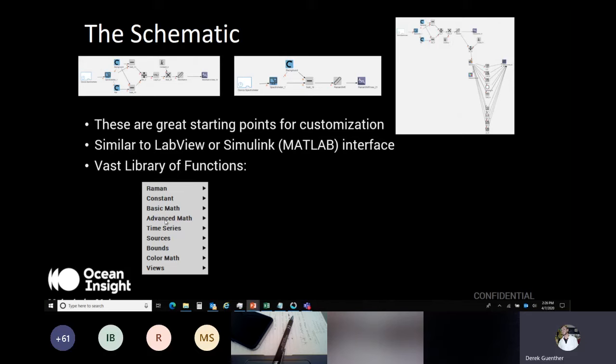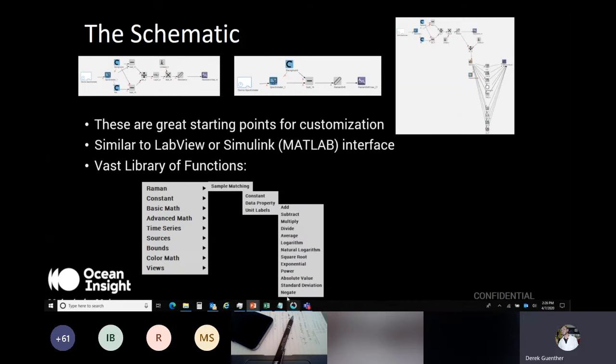Check this out, all these different math things, and they fan out. For constant, you can do data property and unit labels. Basic math, look at all this stuff you can do: add, subtract, logs, natural log, exponent, standard deviation. So let's say you want to do your own baseline analysis and have a 3 sigma over some subrange of a known baseline. You can do that right into this flow. Without going through all of them, let's just jump to the demo.